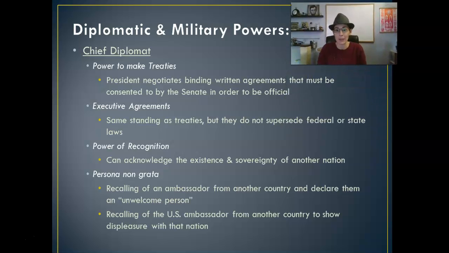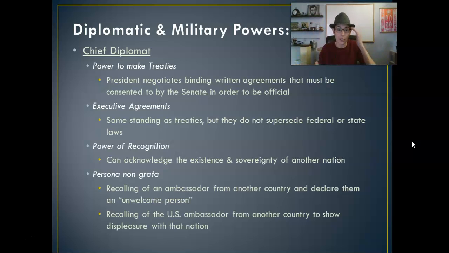Diplomatic and military powers, ladies and gentlemen, diplomatic and military powers. So as chief diplomat, he has the power to make treaties and executive agreements. He has the power of recognition and the power to declare persona non grata. Now, treaties. He can make treaties, but he can't enforce the treaty unless the Senate approves it. The Senate must ratify the treaty. If the Senate doesn't ratify it, it doesn't become a thing.